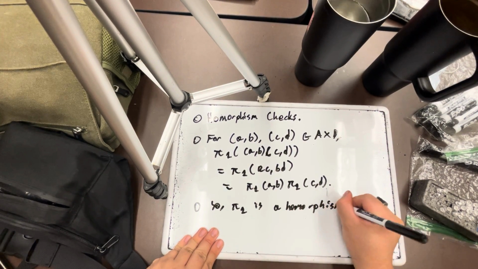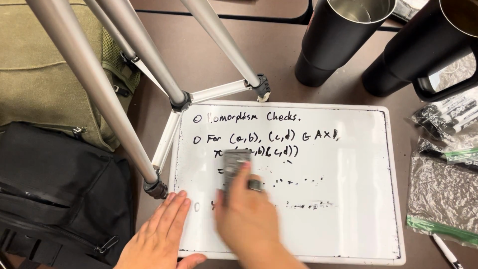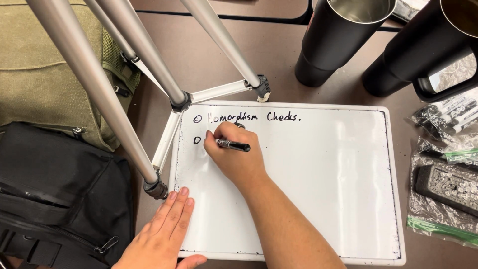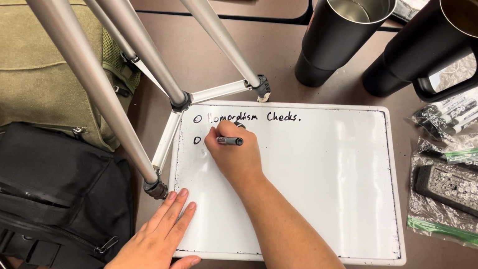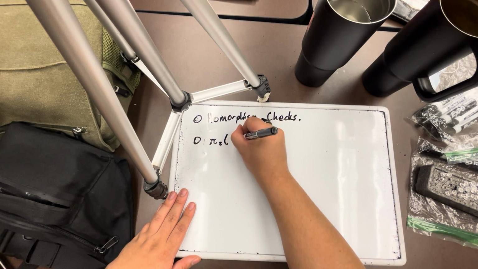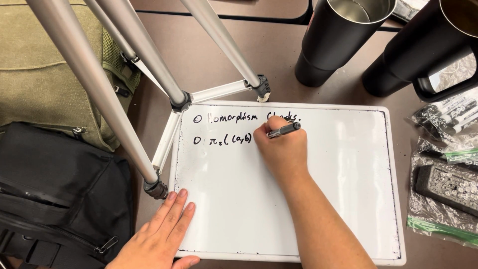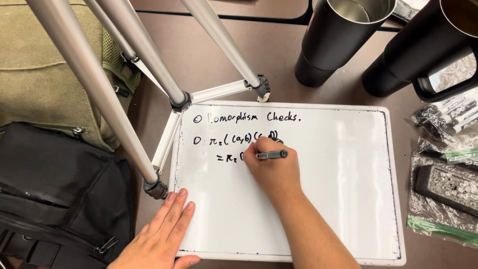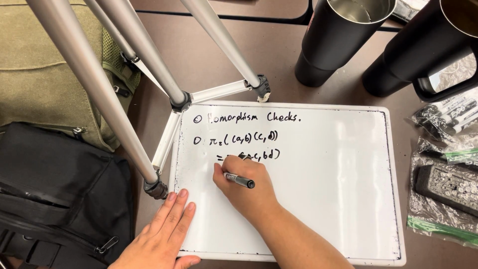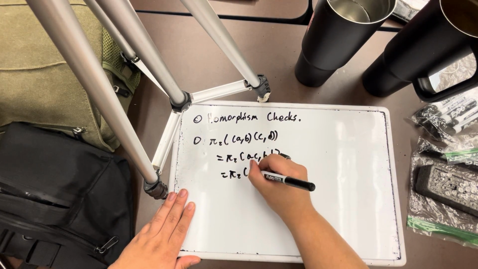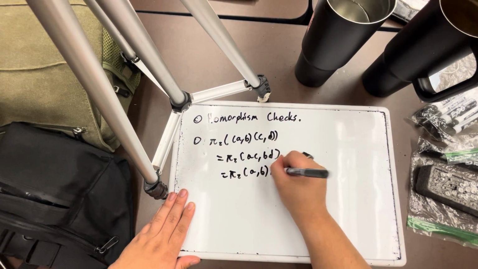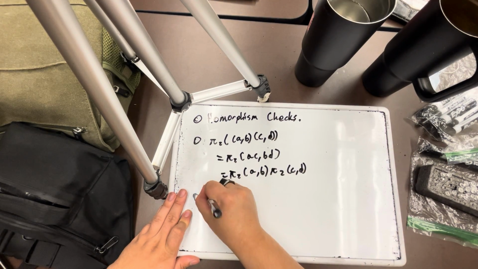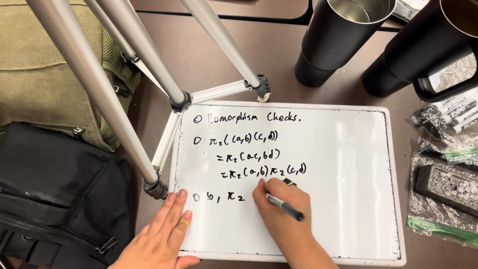But there's more to say on that. Of course, we haven't covered pi sub 2. So let's get into that. Pi sub 2 of (A, B)(C, D) is equal to pi sub 2 of (AC, BD), and that is equal to pi sub 2 of (A, B) times pi sub 2 of (C, D). So pi sub 2 is a homomorphism.